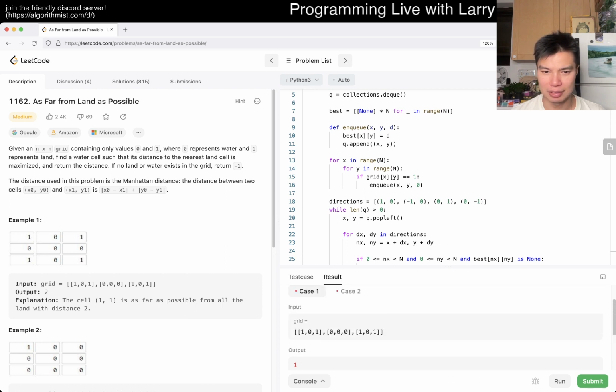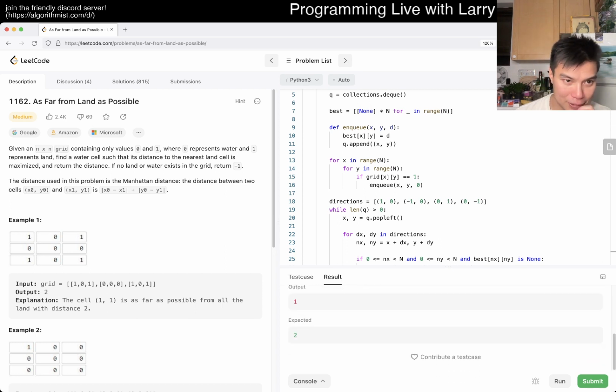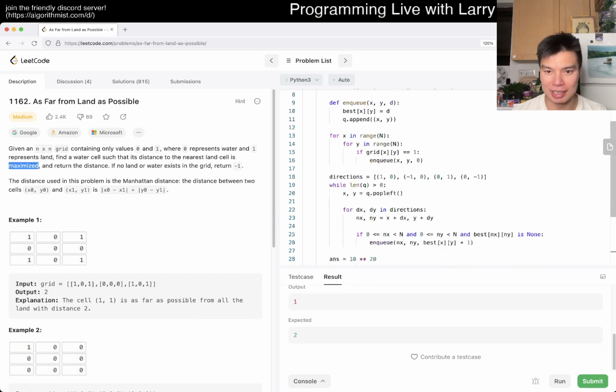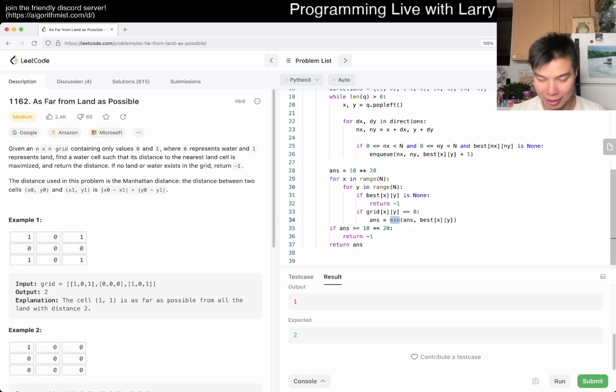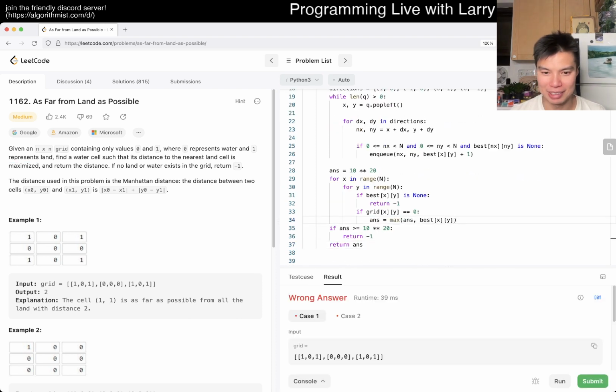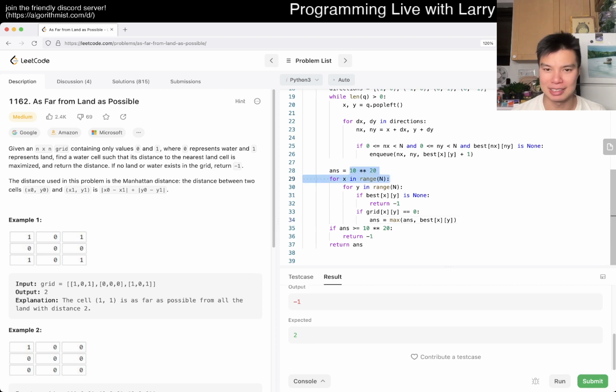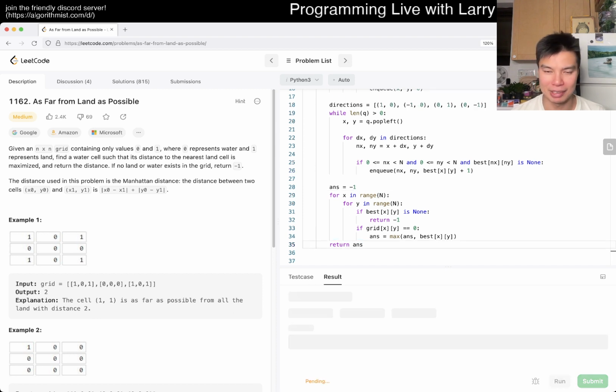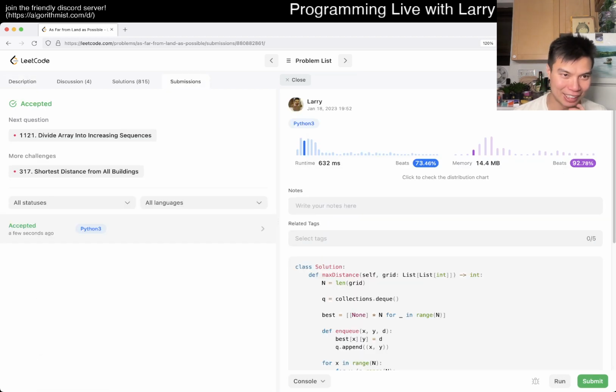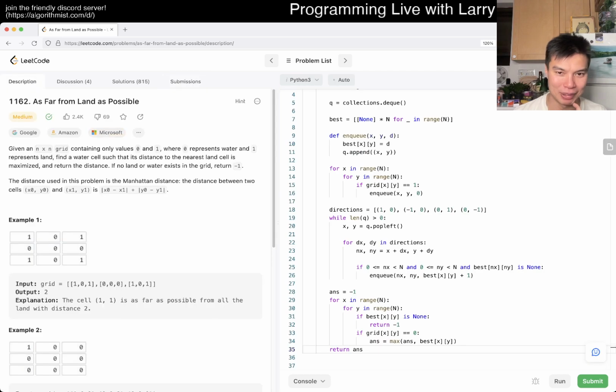Oh, no. Expected two. Did I misunderstand this one? Oh, maximize. I am clearly a dummy in reading. But at least this one is easy to fix. Maybe not. Oh, well, then in this case, this is wrong. That's why. Because we're maximizing, obviously, it's not going to get bigger. All right, let's give it a submit. Hopefully. I should have tested the all water and all land case actually, as a test principle.